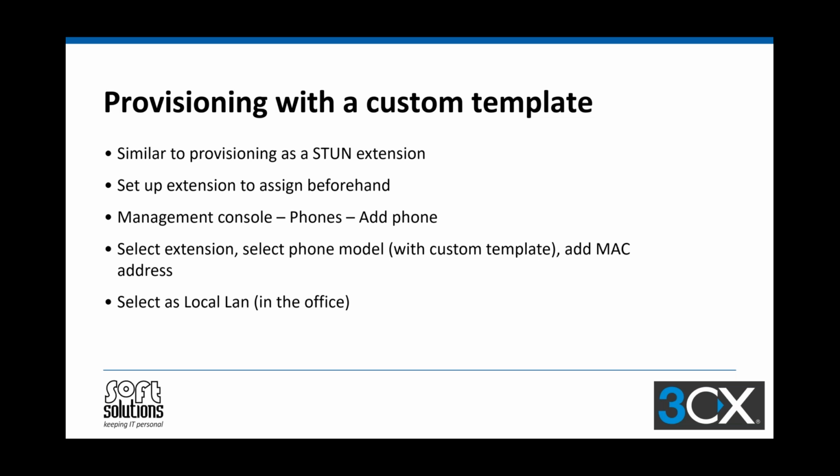After that, it will ask you for the phone model, and when you select the phone model, you'll see the name of the custom template listed to the right-hand side of it. That will be the one that you add. Then you pop in the MAC address. From there, it will take you to the familiar phone provisioning screen, which will have local LAN set. If we're having a phone set up within a network, we would have it set as local LAN. Most templates these days also have the ability for STUN and to use a session border controller, so it will depend where the phone is deployed.